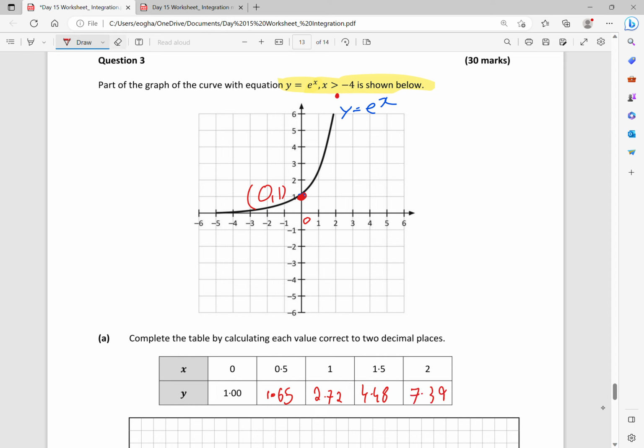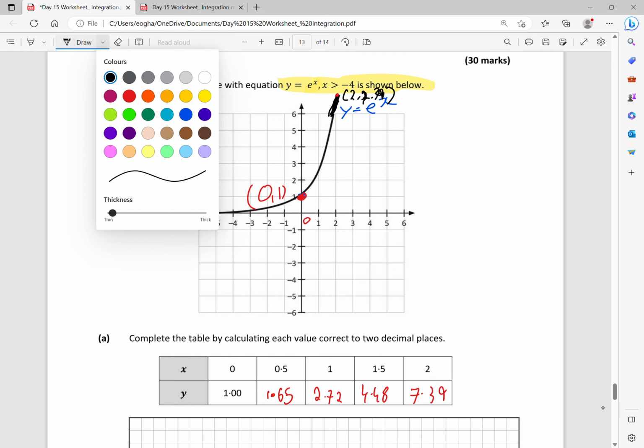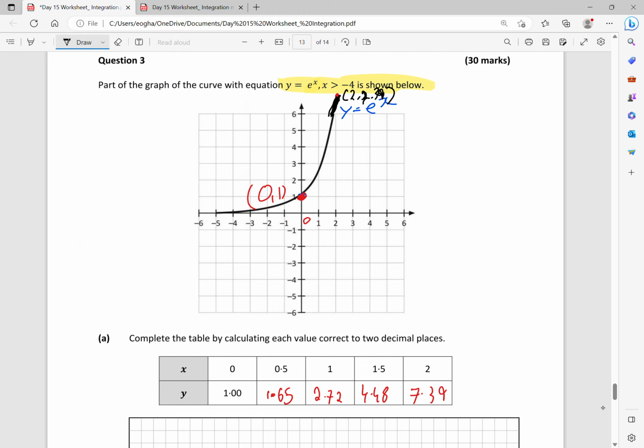So we can't quite see that on the graph. It doesn't go quite that far. But if we extended it out to there, that would be the point 2, 7.39. Okay, so what the trapezoidal rule does by creating a number of trapezoids is it allows you to get an estimate of the area in this region here. So an estimate of that region.